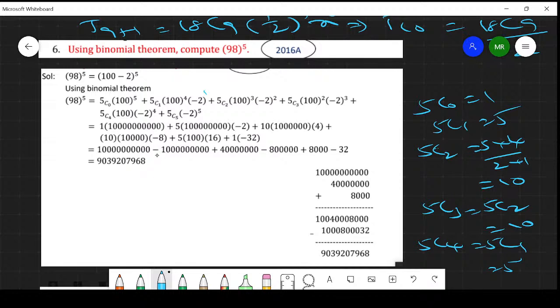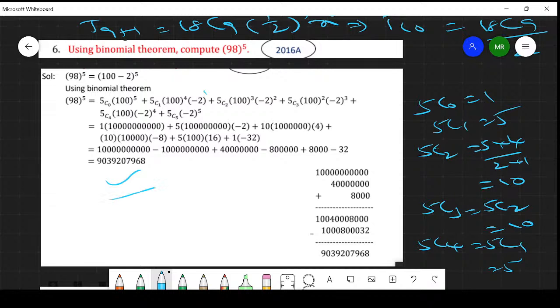We get plus, minus, plus, minus signs. You multiply these signs. You should be careful when you are doing the addition. All positive values I have taken and added. All negative values I have taken and subtracted.